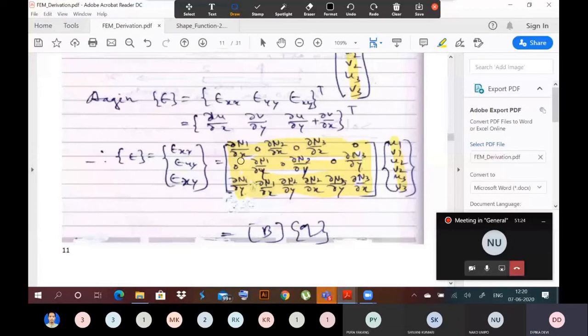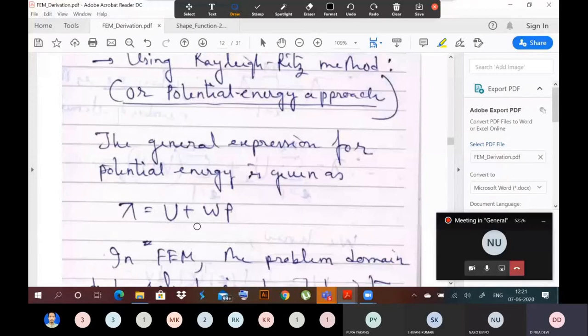For that, the general expression for potential energy is given as pi is equal to U plus WP, where U is the strain energy and WP is the work potential. Work potential is nothing but the negative of the work done by the external forces and reactions acting on the body. So it is the work done by the external forces.